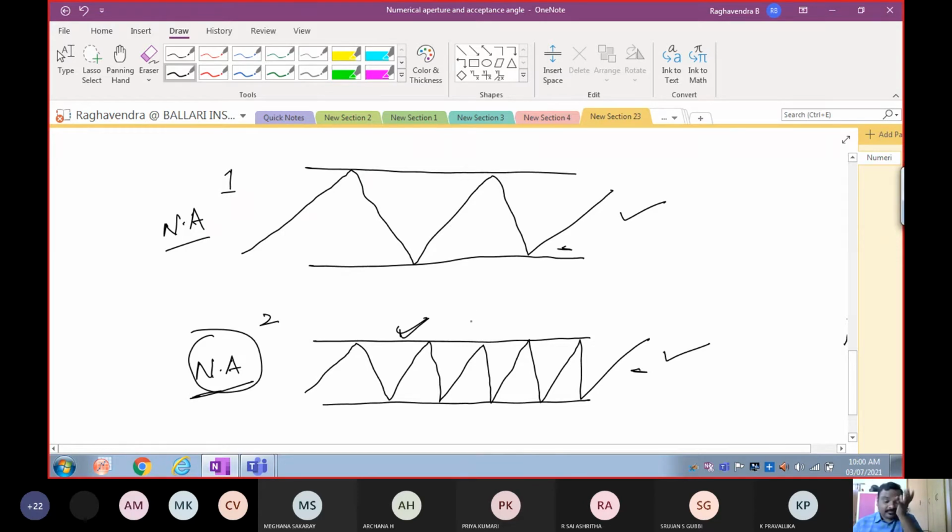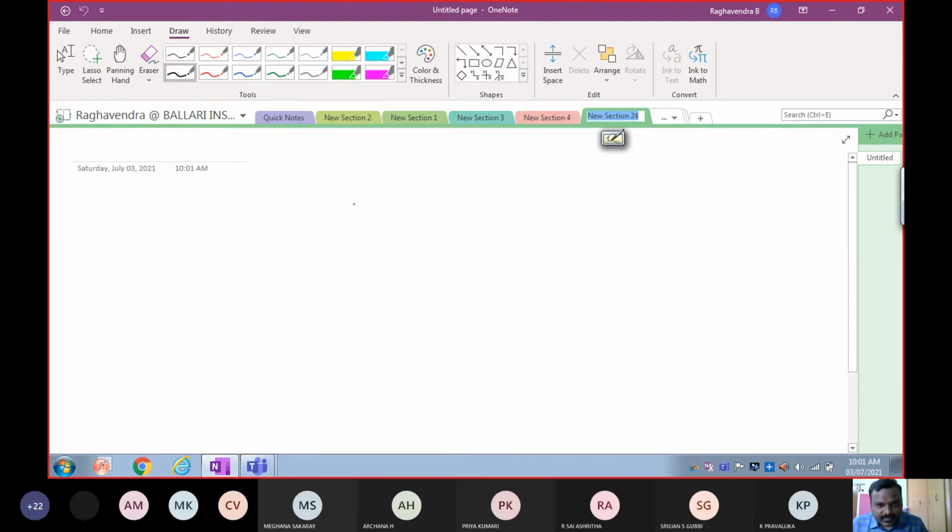Have you understood this? Yes, sir. Okay, so mathematically, numerical aperture is the sine of the acceptance angle. But the physical meaning is that numerical aperture is the light gathering ability of an optical fiber. Now I'm going to derive an expression for the numerical aperture. See here.